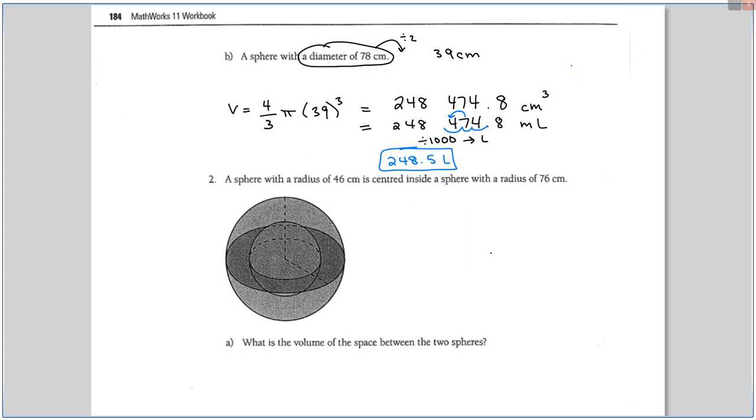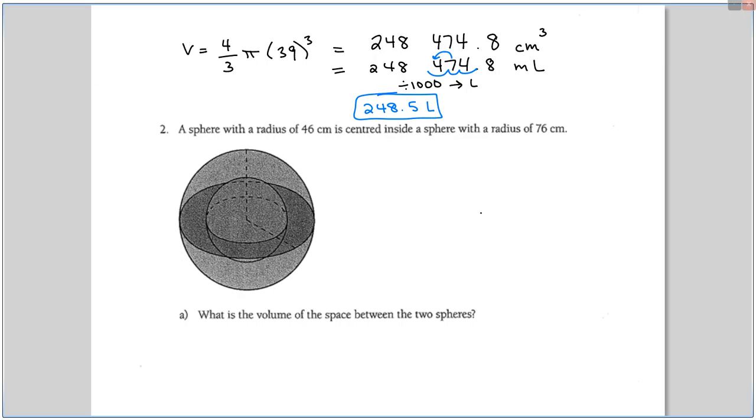A sphere with radius 46 is centered inside a sphere with radius 76. What is the volume of the space between the two spheres?